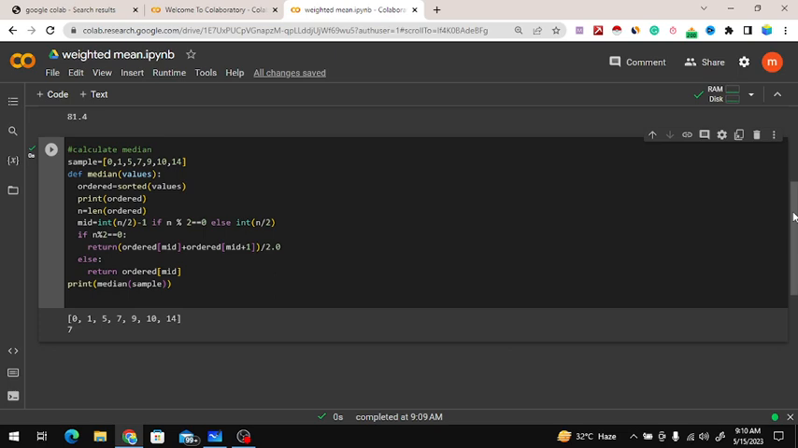So the median can be a helpful alternative to the mean when the data is skewed by outliers, values that are extremely large or small compared to the rest of the values.